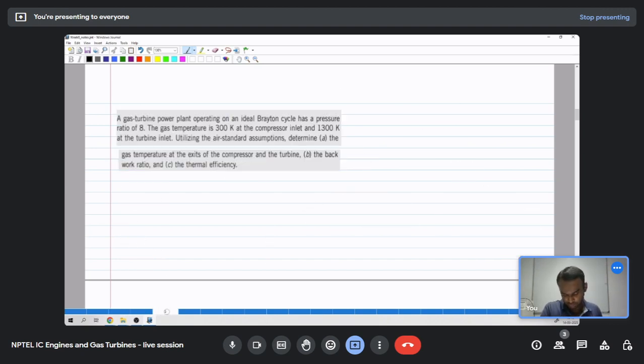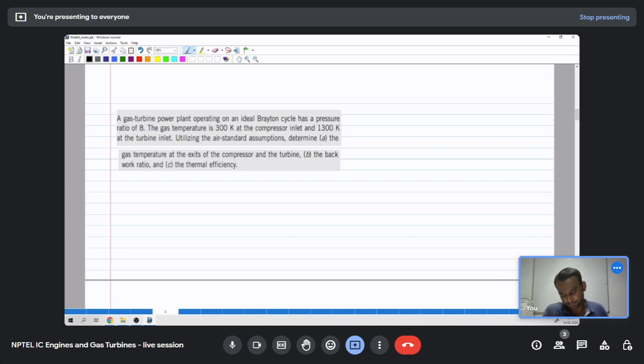Okay, then you can see the first problem. A gas turbine power plant operates on an ideal Brayton cycle, has a pressure ratio of 8. The gas temperature is 300 Kelvin at the compressor inlet and 1300 Kelvin at the turbine inlet. Utilizing the air standard assumptions, determine the gas temperature at the exits of compressor and turbine, the back work ratio and the thermal efficiency.